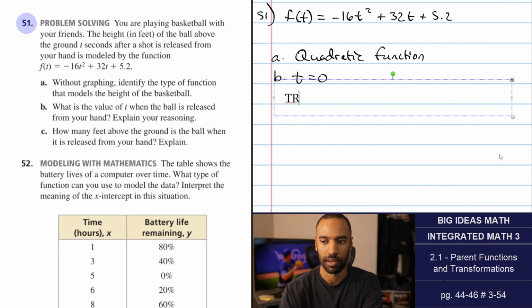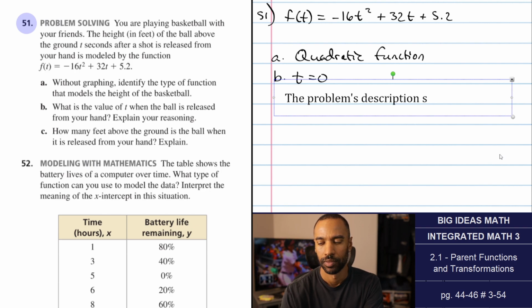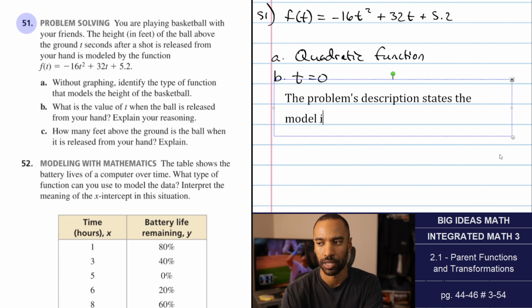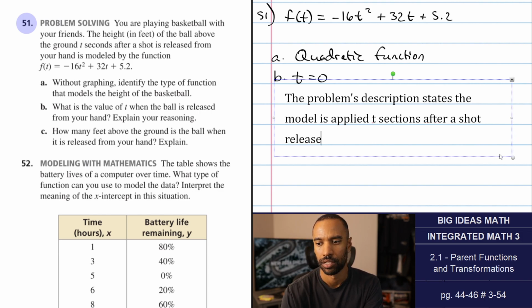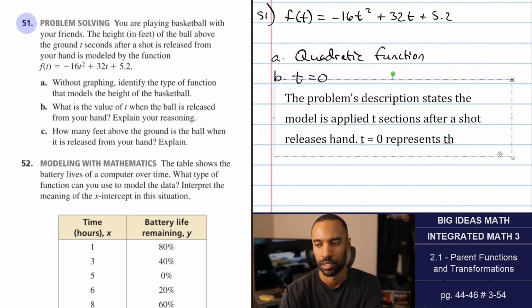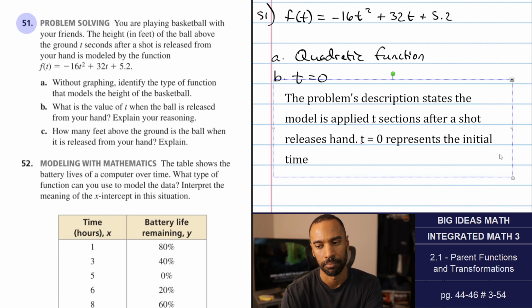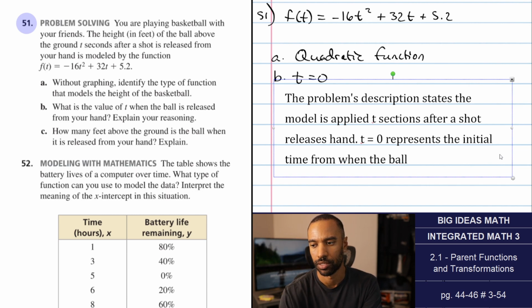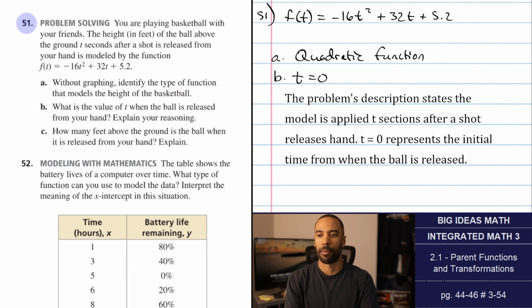The problem's description states the model is applied t seconds after a shot releases from the hand. Time 0, t equals 0, represents the initial time from when the ball is released. Perfect. All right, part C.